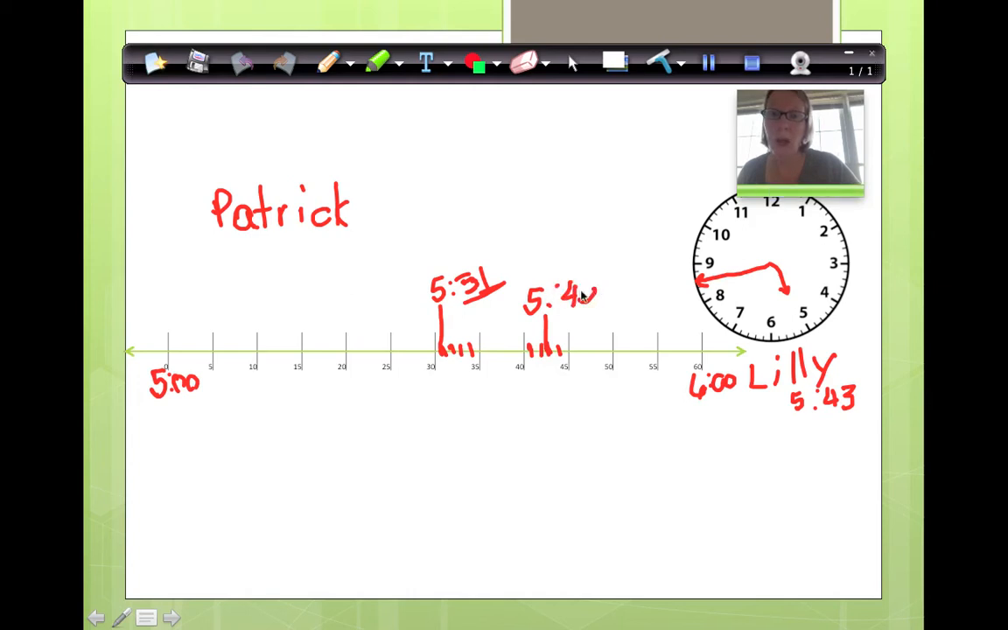Now, let's compare over here at the clock. So where's 5:31? Well, it's over here, 5:30. Whoops, we got to move it over to this one, 5:31. Now, which one comes first on the clock? We know that you start over here on the 12 and you go all the way around, and we know that this is definitely first. So Patrick gets done first.